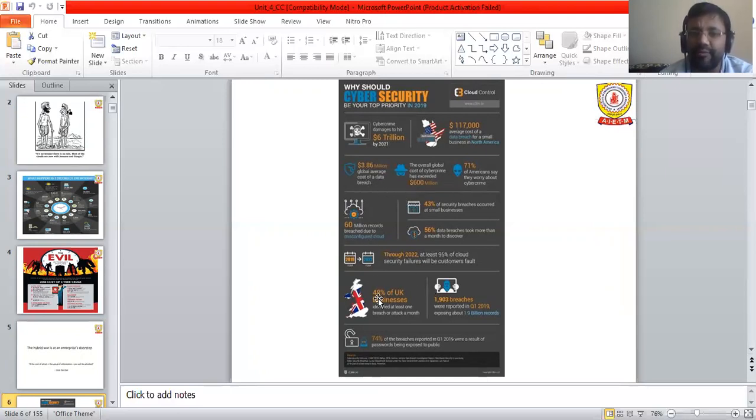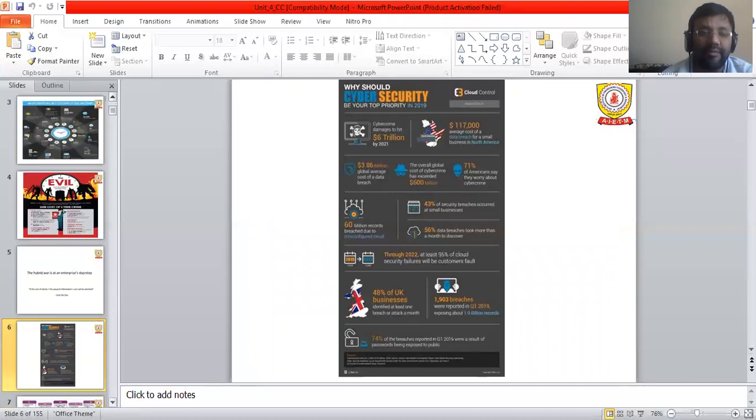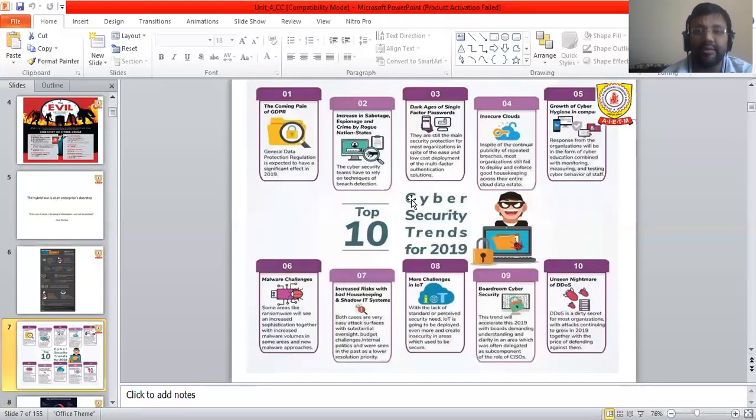So this is the data. 48% of UK businesses identified at least one breach attack a month. 1,903 breaches were reported in 2019, exposing about 1.9 billion records. So these are different reasons why we require cybersecurity as a top priority. This is very important for users of cloud computing.